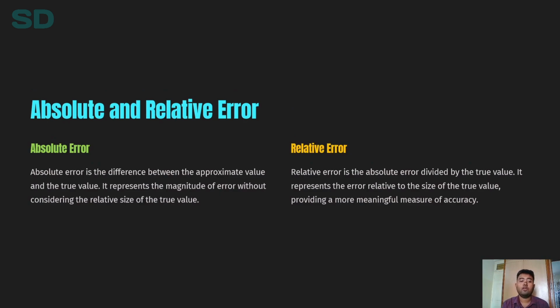Absolute and relative error. Absolute error is the difference between the approximate value and the true value. It represents the magnitude of error without considering the relative size of the true value. On the other hand, relative error is the absolute error divided by the true value. It represents the error relative to the size of the true value, providing a more meaningful measure of accuracy.